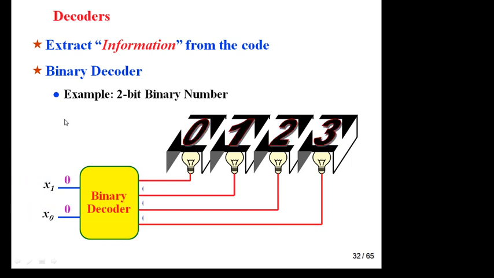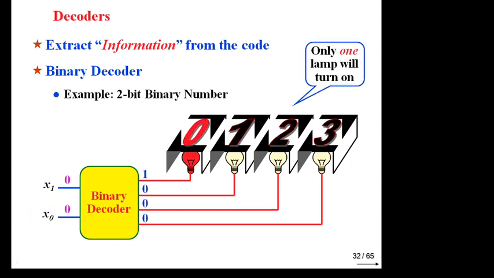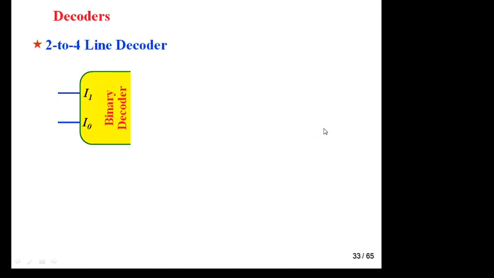In this case 0 0 means output 0 will be activated. This is your y0, this is y1, this is y2 and y3. y0 will be activated, this lamp will glow, and in the rest of the cases it will not glow. If it is 0 1, then 1 will glow. If 1 0, 2 will glow, and if 1 1, 3 will glow. This is your decoder circuit.